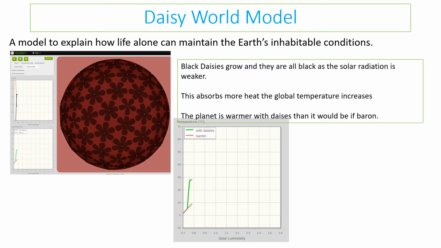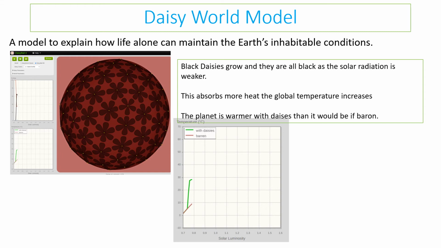So what the simulation shows is that the sun, as we know, is gradually getting warmer, because over billions of years the sun's reactions change and the sun is emitting more heat. So the Earth should get hotter as a result. In the early Earth, the sun in this model was releasing very little energy, which we know is true, and the only life that could exist were the black daisies, because they absorbed more heat. Then because they absorb more heat energy, the temperature went up and the planet becomes warmer than it would be if the daisies were not there.